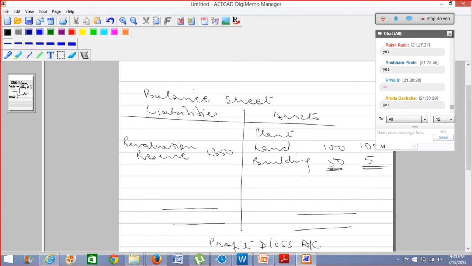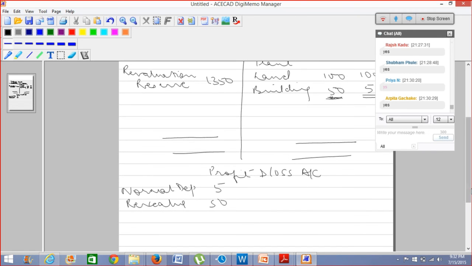But actually your profits and losses have not reduced. By charging revaluation depreciation of rupees 50, you would be reducing your profits tremendously. So in order to handle this situation, the accounting standards say that you must withdraw from the revaluation reserve an amount equal to the revaluation depreciation. So from the revaluation reserve, you can withdraw rupees 50.